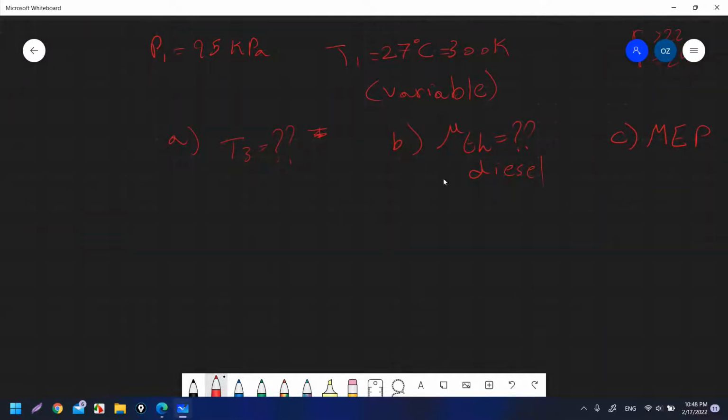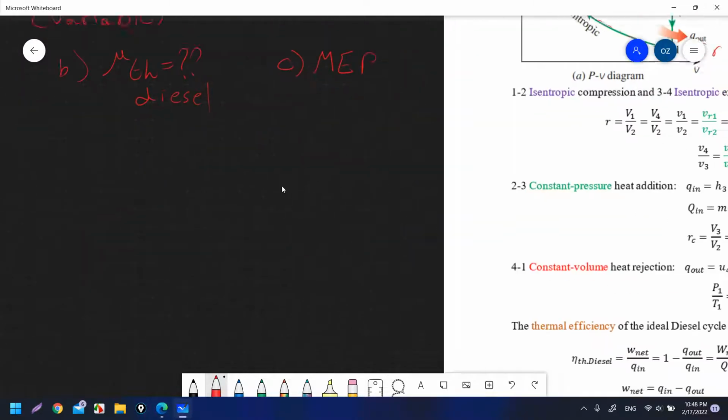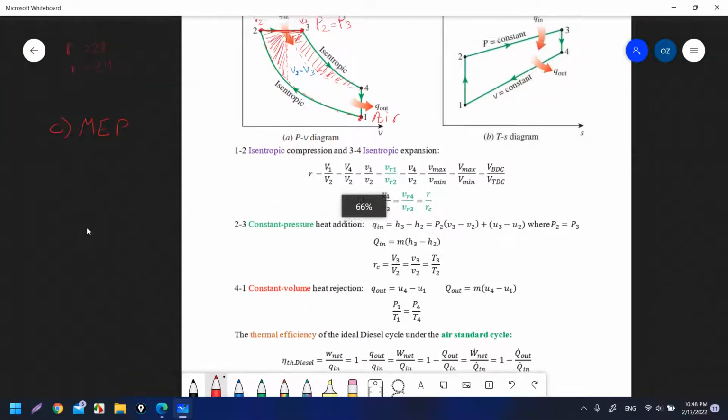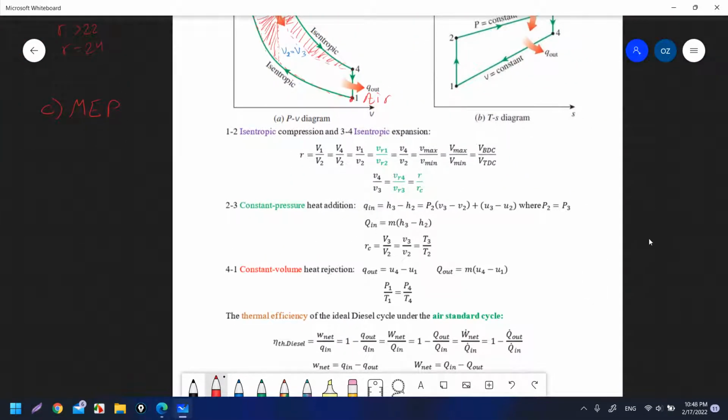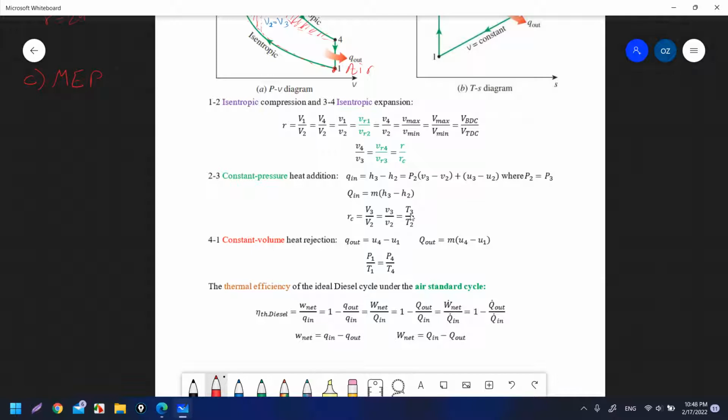So for T3, I want to find T3. How can I find T3? I have the equation sheet. T3, I can see it here, but I can't see it in any other equation. I have RC, it is given in the question, but I don't have T2. So I need to find T2.